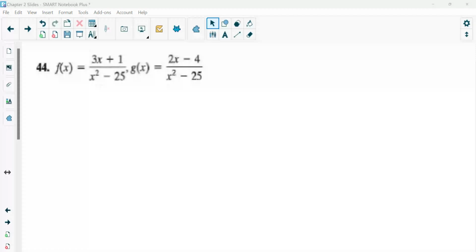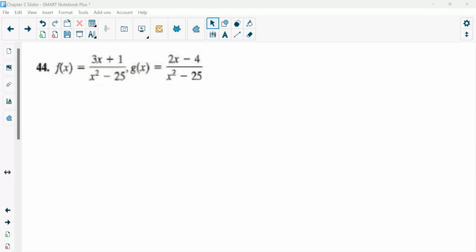Right, so on Friday we worked on adding, subtracting, dividing, and multiplying functions. So that's what we're going to work on right now. Just do another couple examples of that. So go ahead and write down the problem right there, 44. And again, we're going to add that, subtract it, multiply it, and divide it.